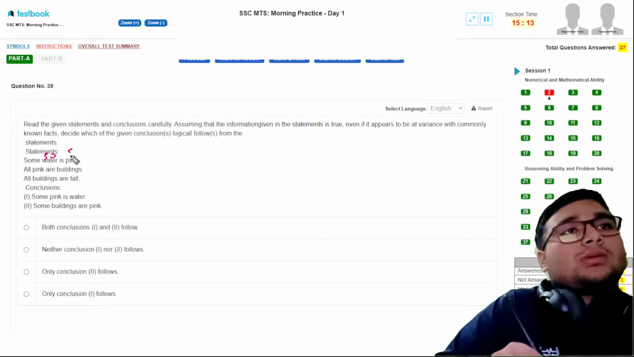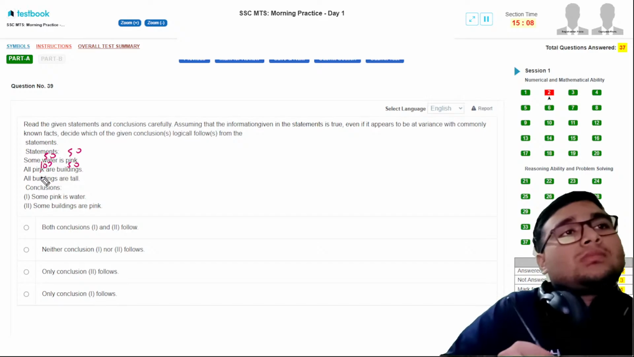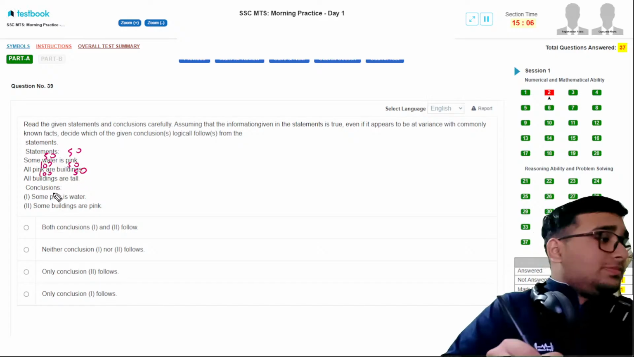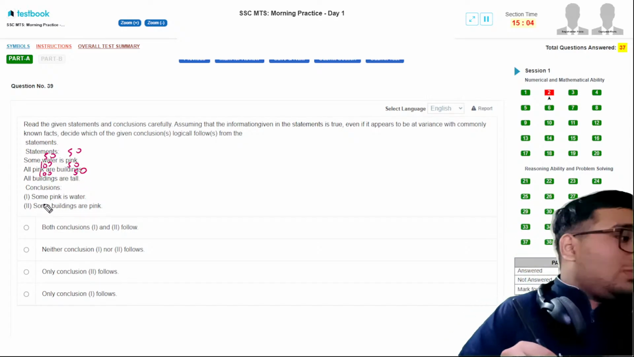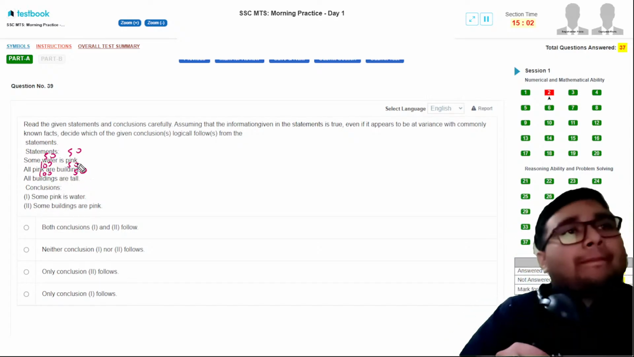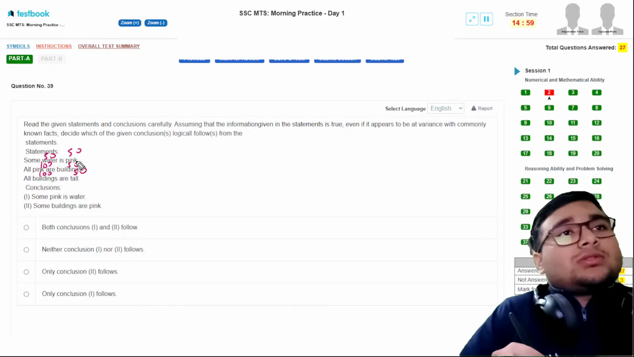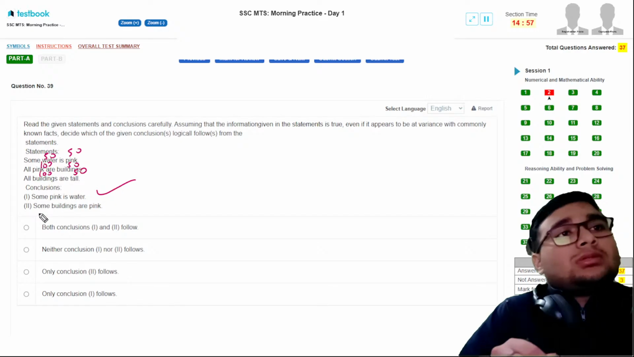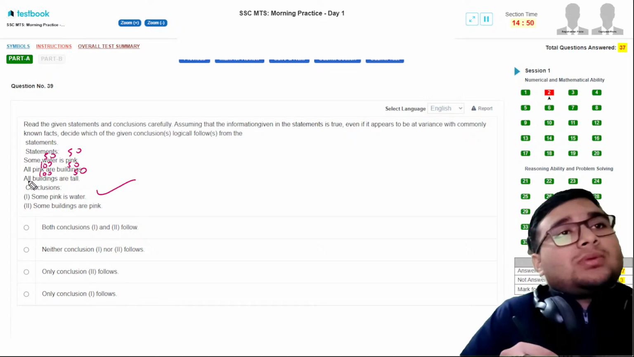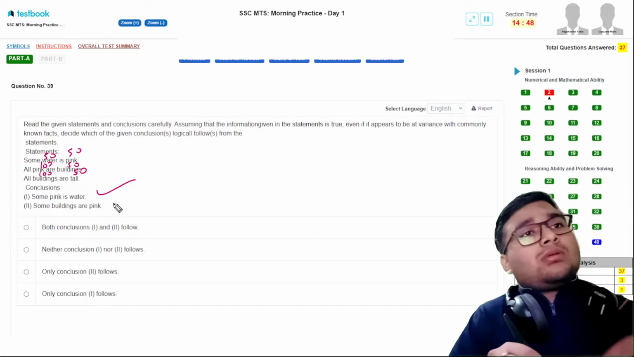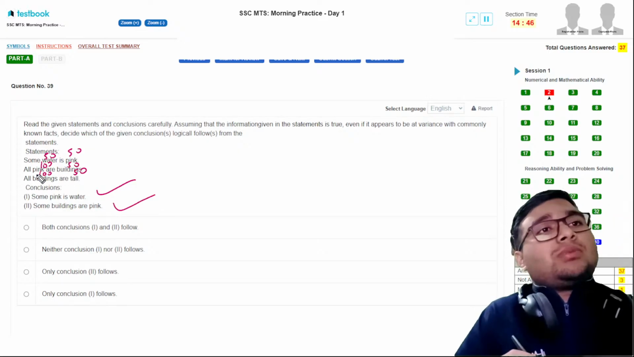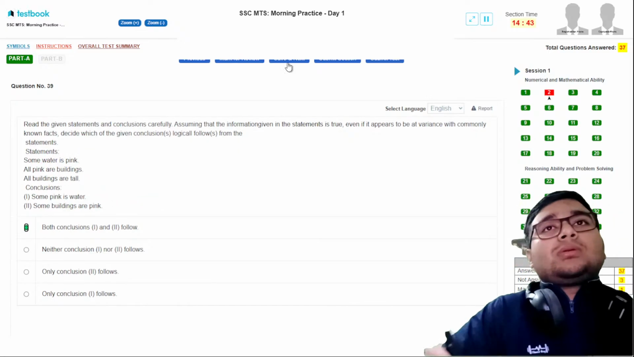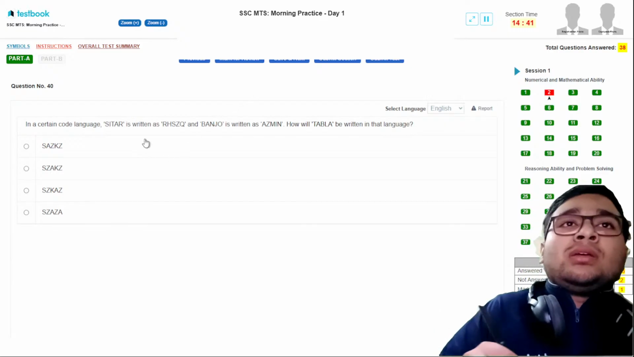Some water is pink. All pink is building. All buildings are tall. Some pink is water. Yes. Some buildings are pink. ये भी सही लिख रखा है. Buildings are pink, water. दोनों से फायदा क्या, फिर तीसरे का देने का.